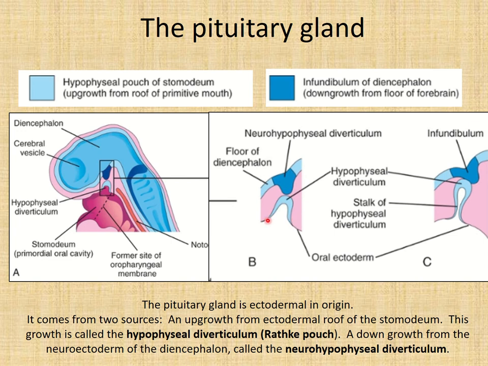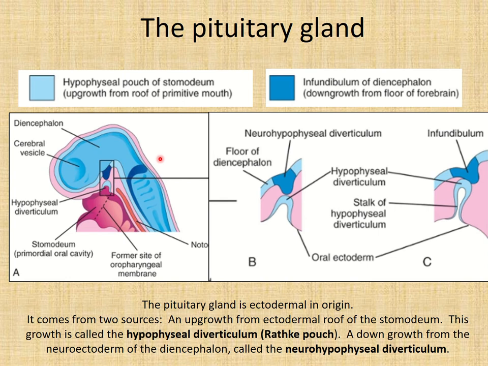So this hypophyseal diverticulum is going to grow upward and meet a downward growth from the diencephalon that's called the neurohypophyseal diverticulum. So that's the blue portion here. So here's the neural tube, the developing brain. This is the region of the diencephalon, and the neurohypophyseal diverticulum is projecting downward. And so those are going to be the two essentially tissue sources of the pituitary gland.